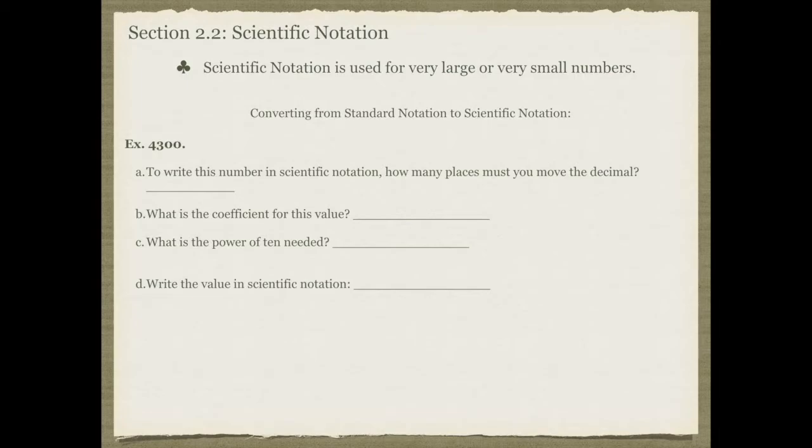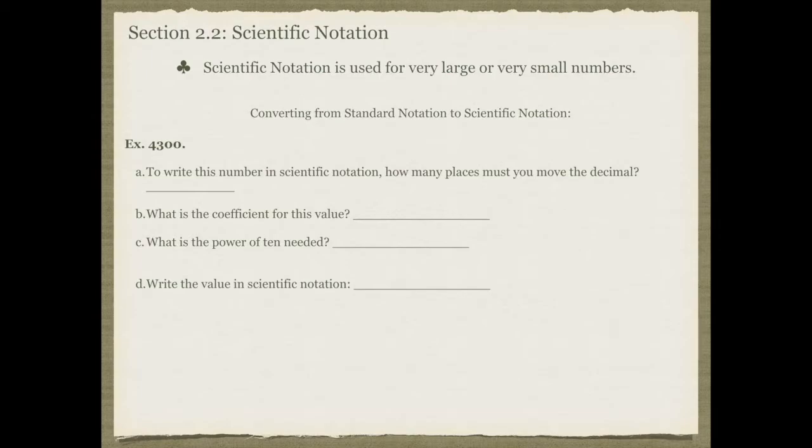Here I have 4,300. Notice there's a decimal place after the 4,300, and that's to take care of significant figures, which is a concept that we'll cover very shortly. That just means that I'm going to include the zeros in my answer. So to write this number in scientific notation, remember the number has to be between 1 and 10. So it has to have only the ones place, no tens place. So how many places must you move this decimal?